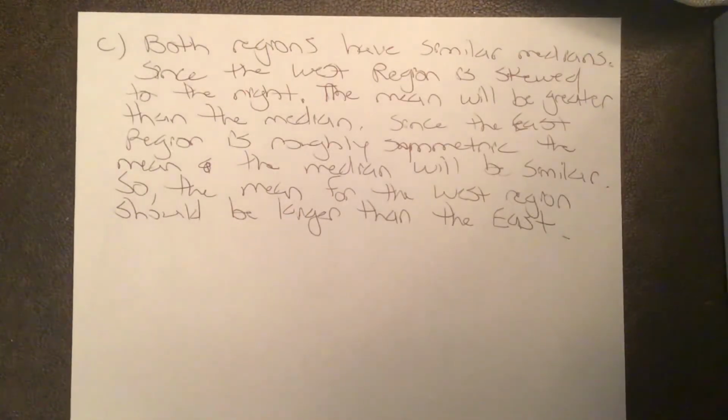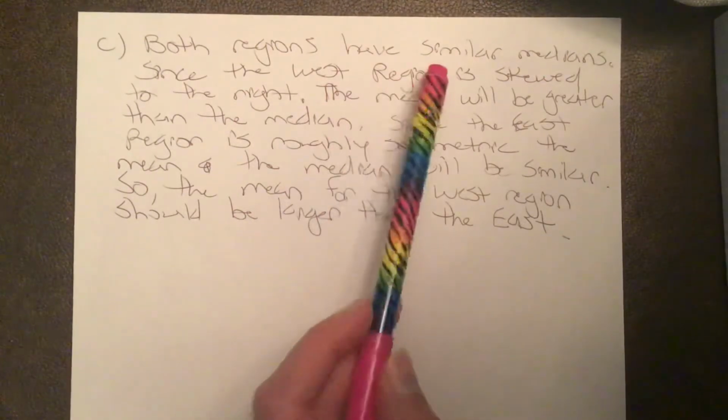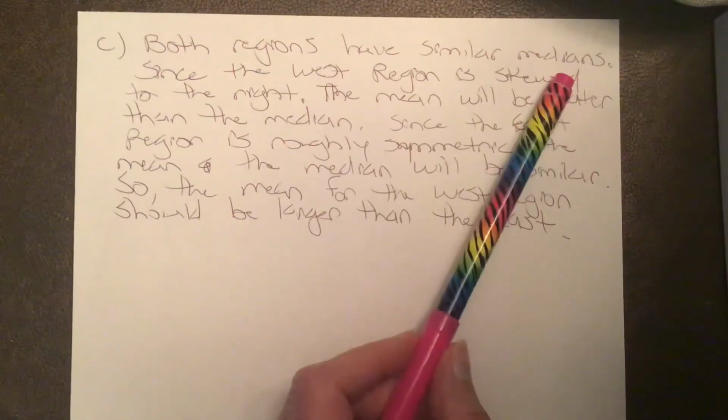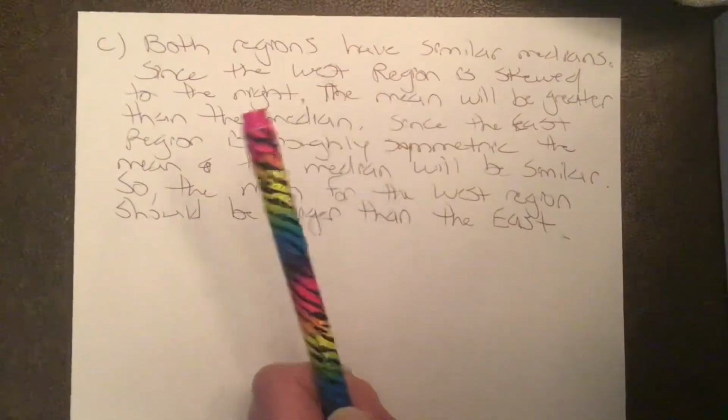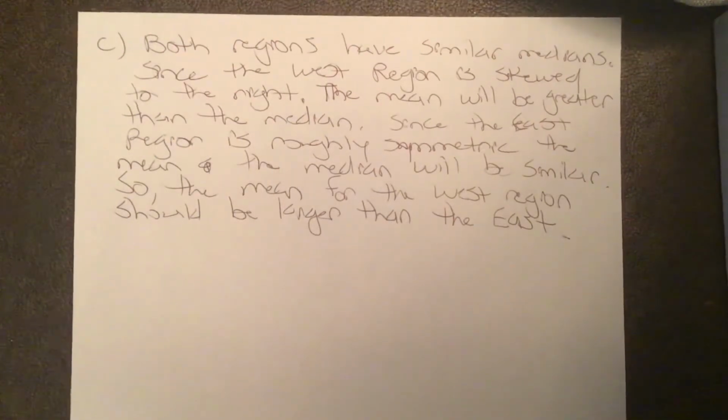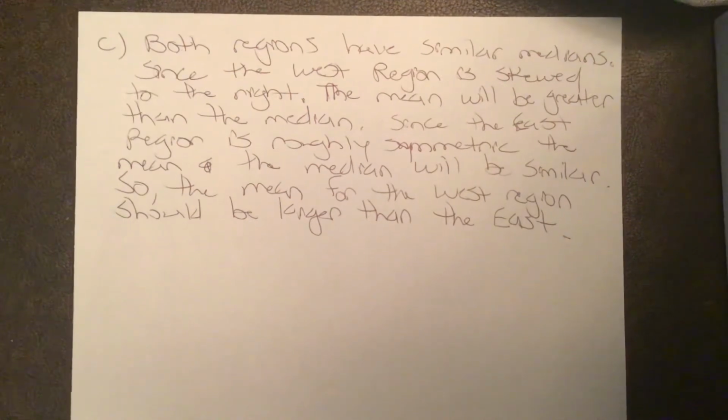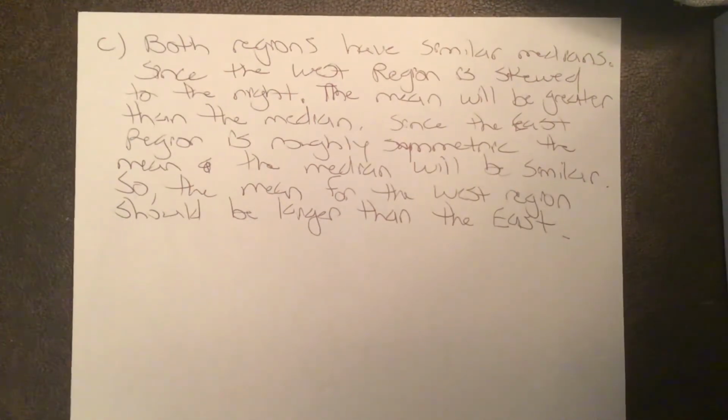So for this one, I'm going to say both regions have similar medians, which we already know from part A, and then it has to do with the shape. So if you remember, the median is resistant. So the median will stay put no matter what the shape of the graph is, even if there's outliers, but the mean is what we call not resistant. So if there's outliers or the graph is skewed, the mean is going to get dragged in that direction.